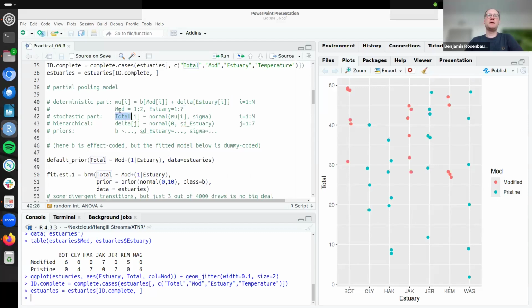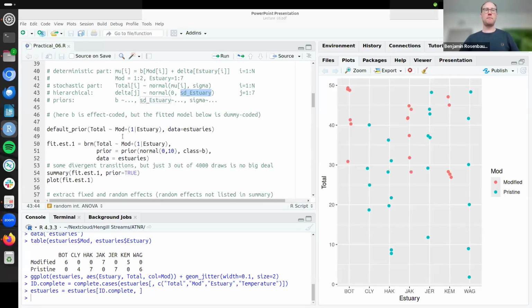So then the total number of species, again, classically normal distribution around the prediction and some sigma. But now we also have this hierarchical part. So the delta, these are the random effects, come from a normal distribution with 0 and the specific random effect standard deviation. This is the whole mathematical description of the model, but we can write it in just one line in BRMS, just as you would do in LME4. But let's have a look at the priors first.